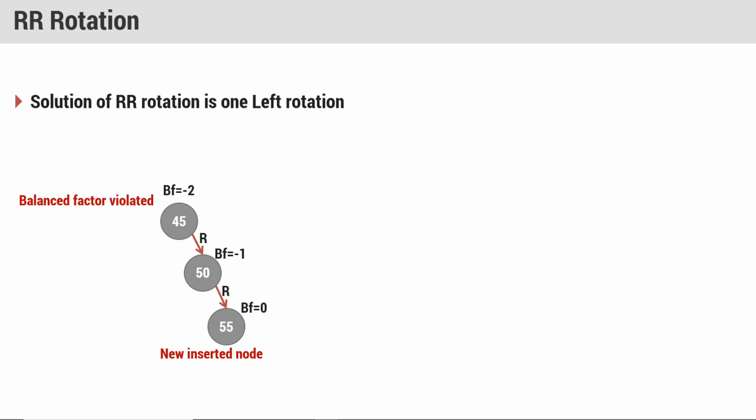The solution of RR rotation is one left rotation. By doing this one left rotation, our tree becomes like this: the root node becomes 50, 45 becomes the left child, and 55 becomes the right child. So this is the RR rotation.